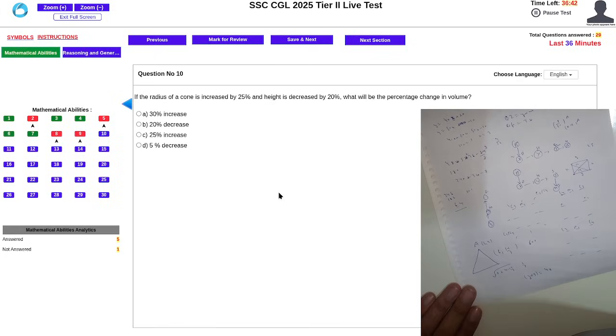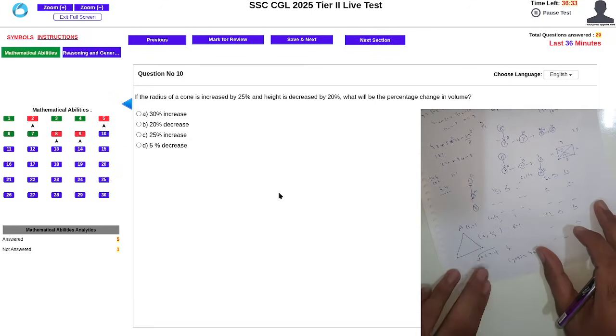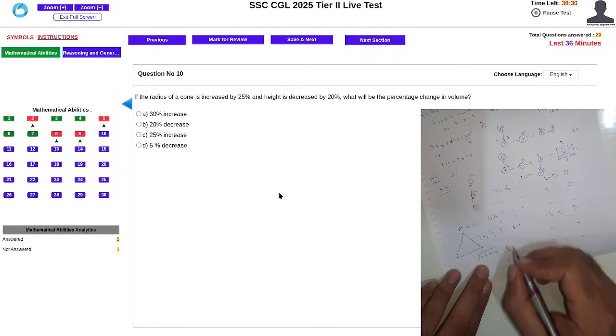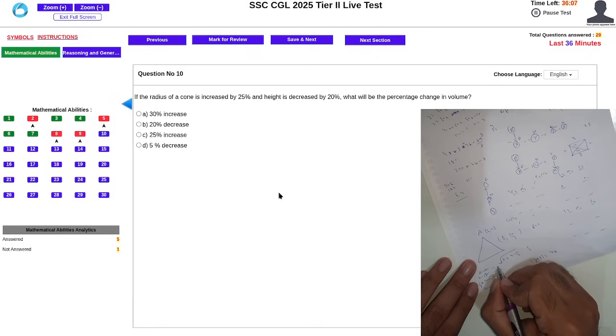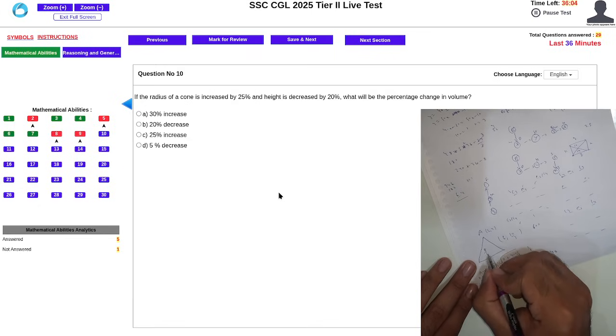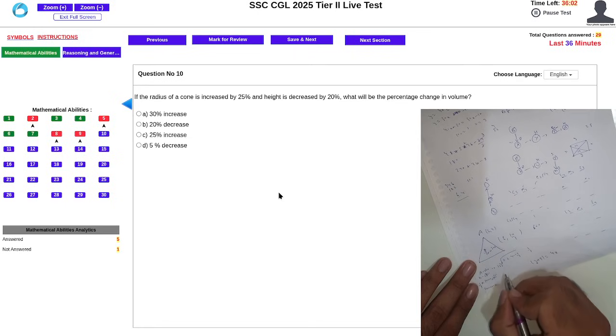If the radius of a cone is increased by some percent and the height is increased by some percent, what is the percentage change in the volume? Okay, radius increased, so take it as 100, the height 300. This will be 125 degrees, 8 upon 10 into 300, 240.